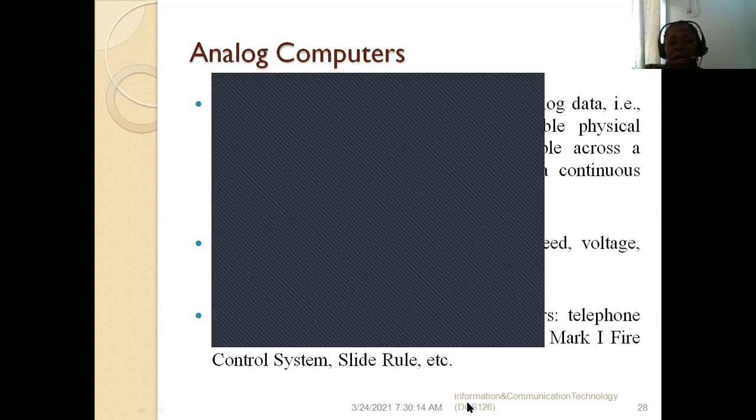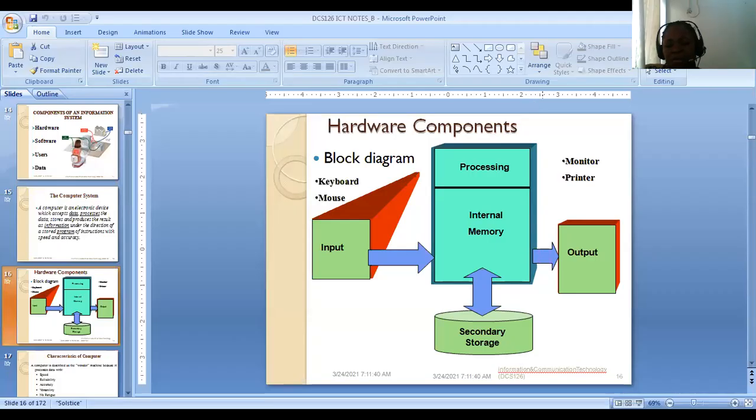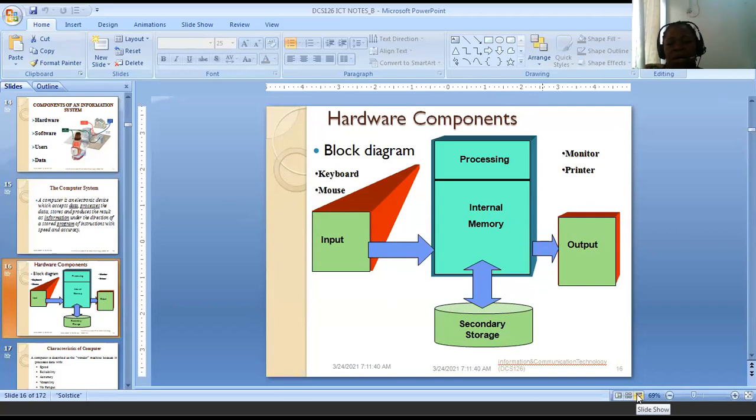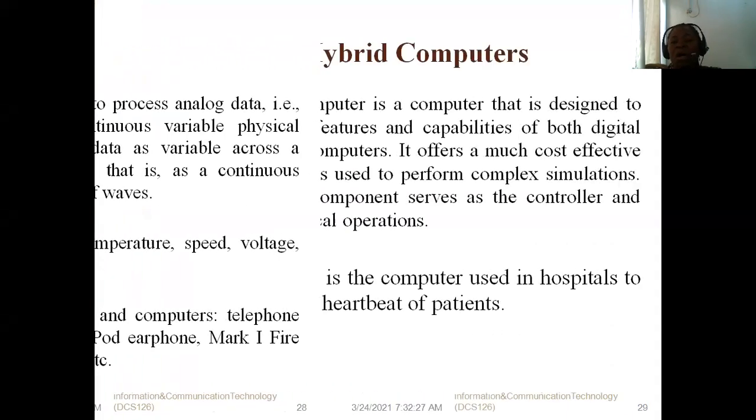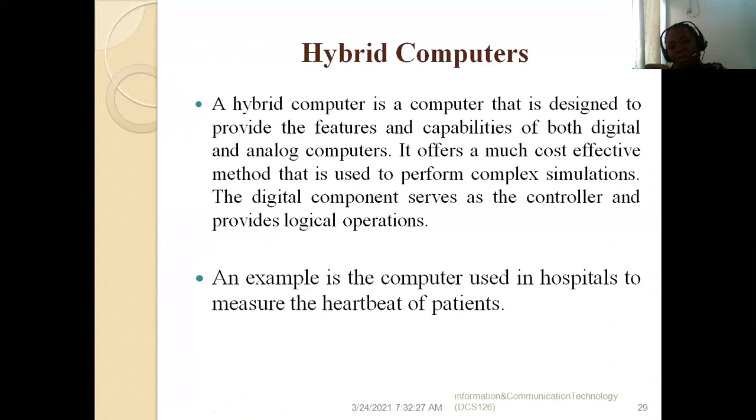Now, examples of analog devices and computers are telephone handsets, computer speakers, as I'm using, iPod earphones, the Mark 1 fire control system, the slide rule, and so on. Now, how about hybrid computers? It's a computer that is designed to provide the features and capabilities of both digital and analog computers.